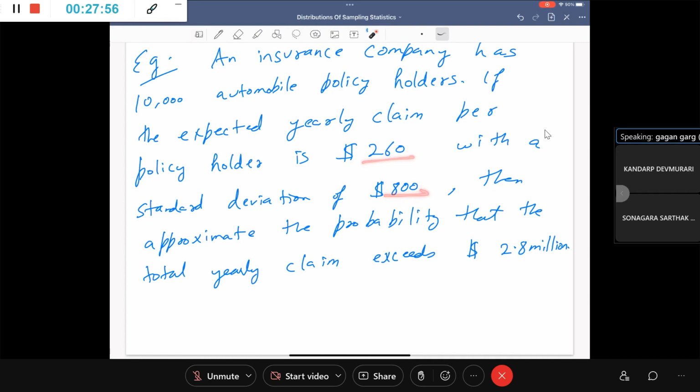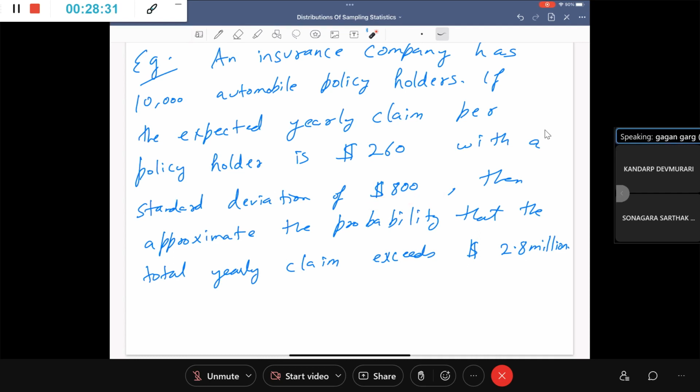Why would it be so high? Because most of the people claim zero. Although the average is 260, most of the people, I mean, you all have motor vehicles in your house, most of the people claim zero. But then it's so high because some people get into a complete crash. Then they have to recover the cost of the whole vehicle. So average comes out to be this, but the standard deviation is really high. What this means is that most of the people are either claiming zero amount or close to full cost of the vehicle. That is why the spread is huge.